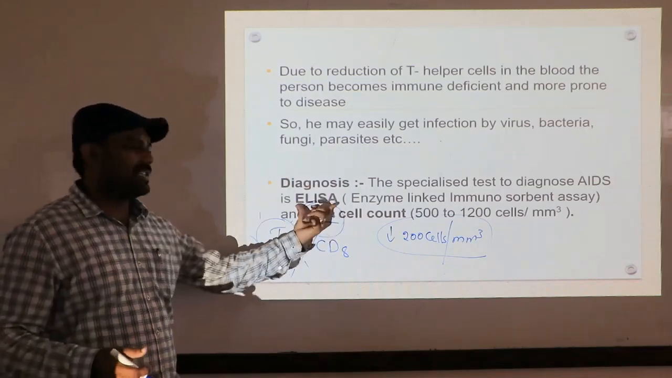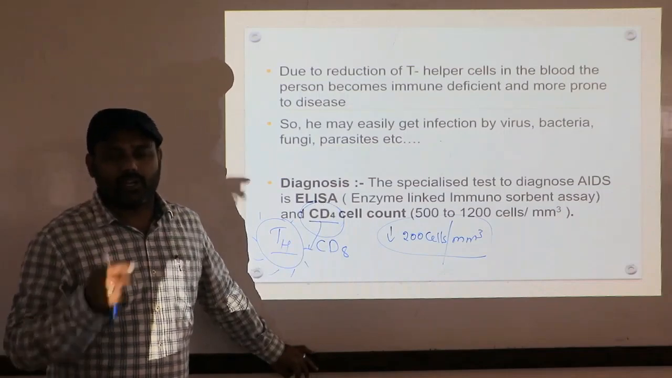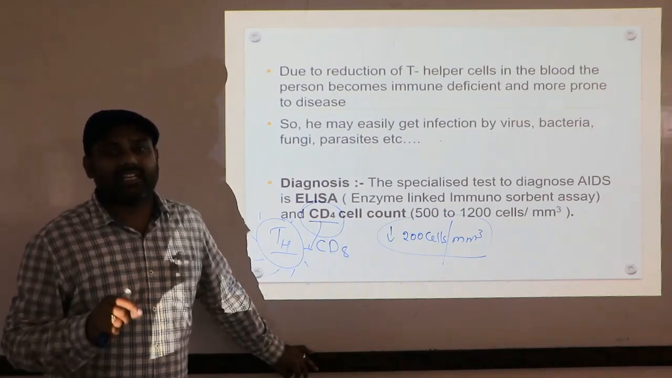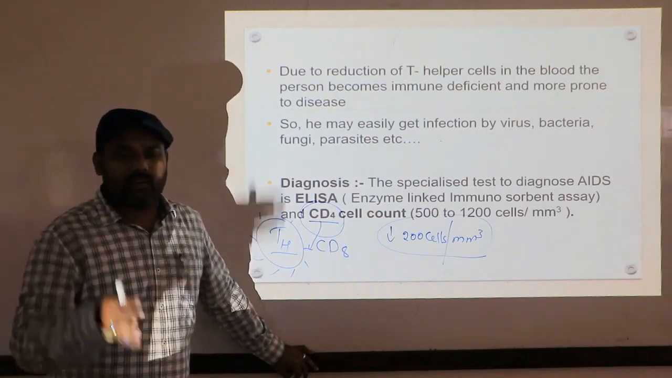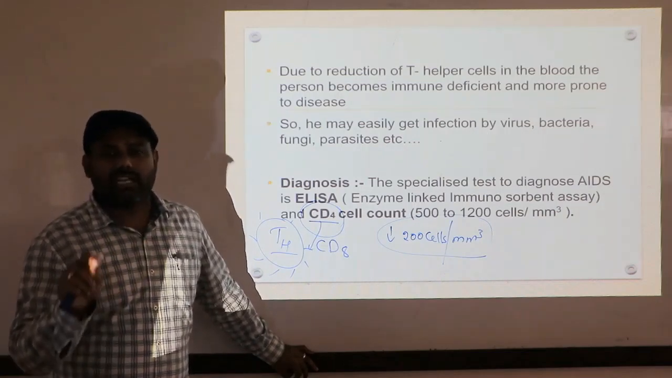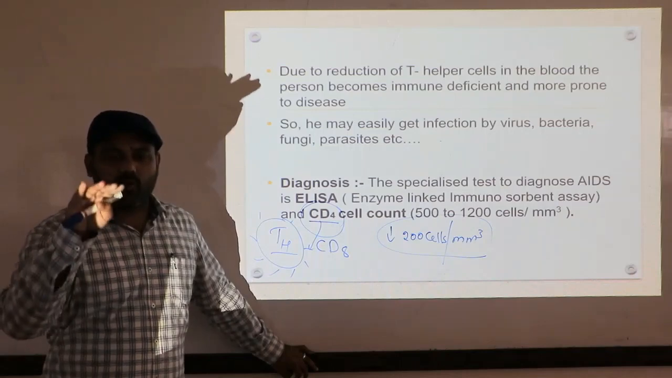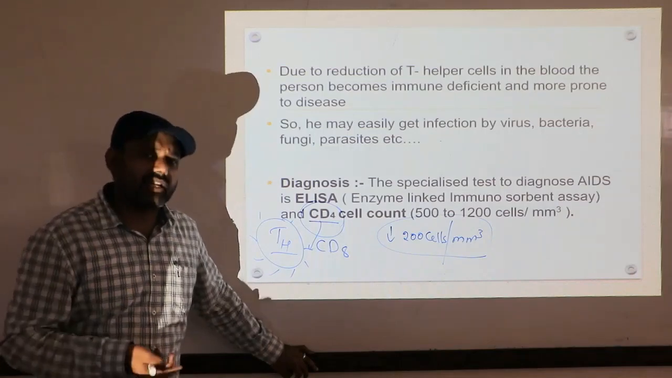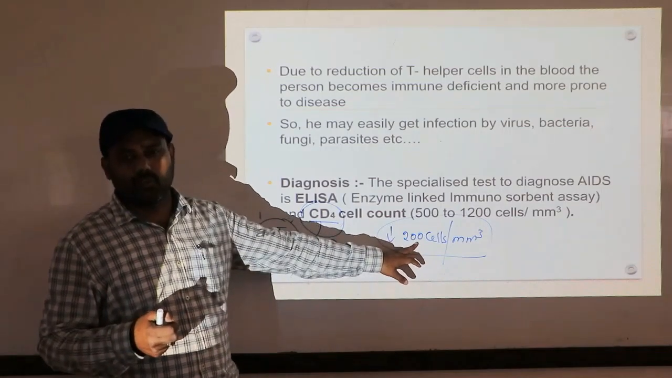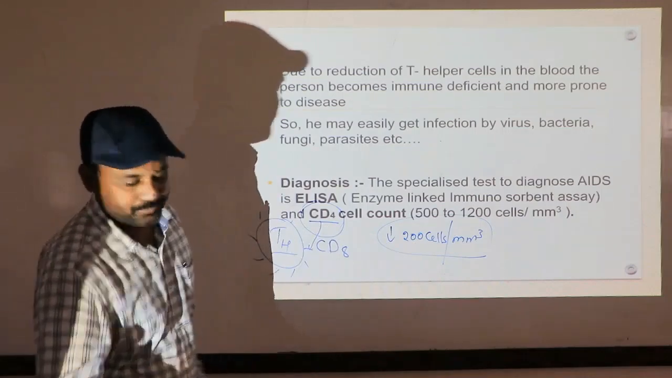Clear? Once again, ELISA refers to enzyme linked immunosorbent assay. The main important role is antigen antibody reaction. And second one is CD4 count or CD8 cell count, because in a normal healthy person the count of the TH cell is almost 500 to 1200 cells per mm cube. But in case of an HIV patient, the count of the TH cell is reduced. Reduced means less than 200. If you get the count less than 200 cells per mm cube, it means it is an indirect evidence of HIV. This is the diagnosis.